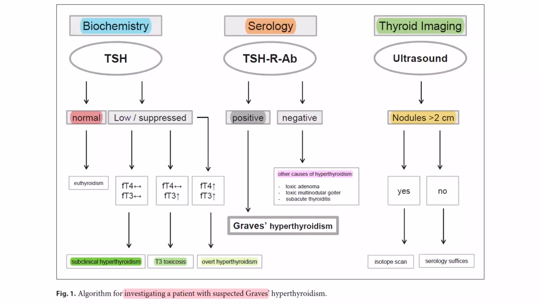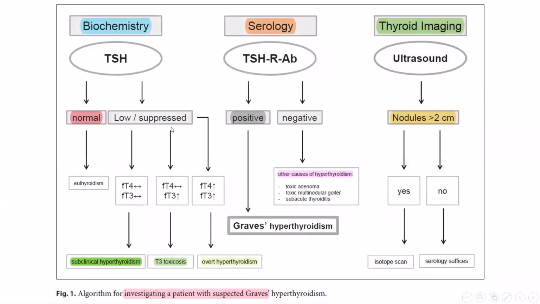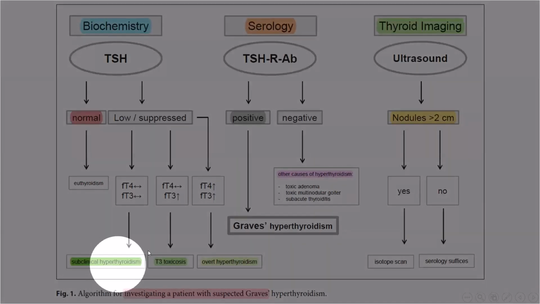If TSH is low, in this situation this is a case of hyperthyroidism or thyrotoxicosis. The next step is assessment of thyroid hormones, T4 and T3. If T4 and T3 are normal, this is a case of subclinical hyperthyroidism. If free T4 and T3 are elevated, this is overt hyperthyroidism.